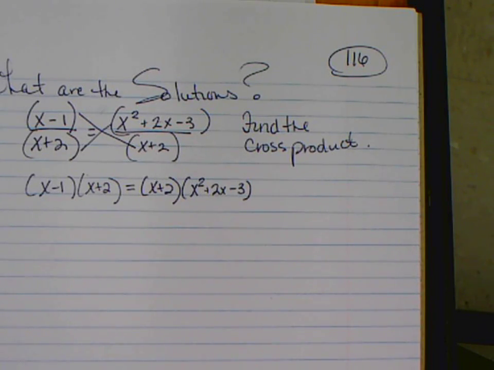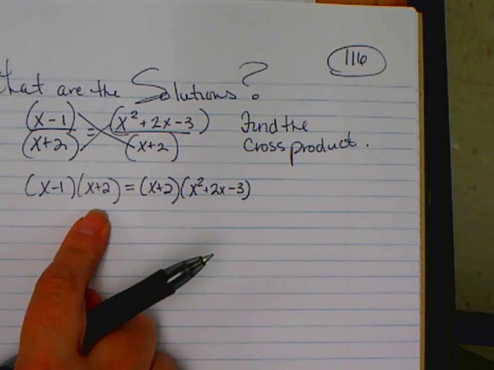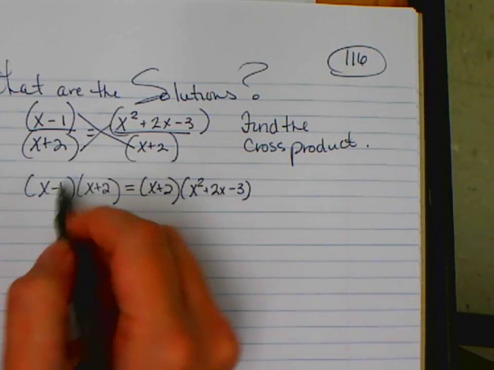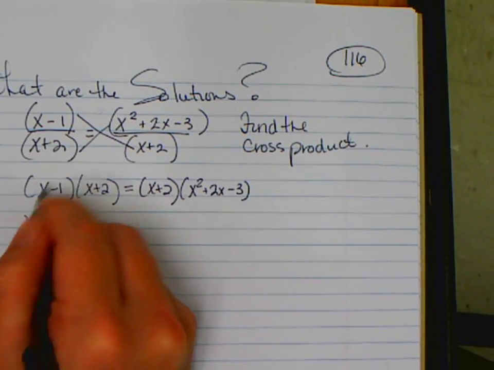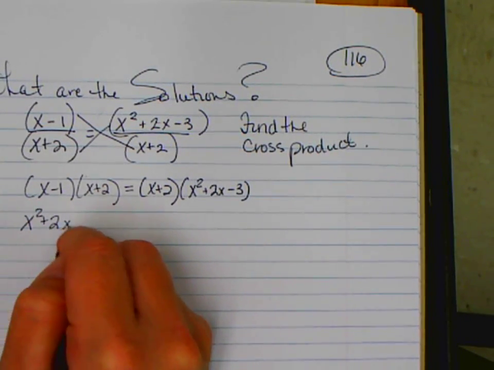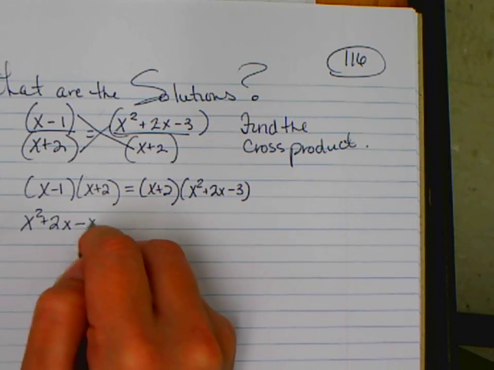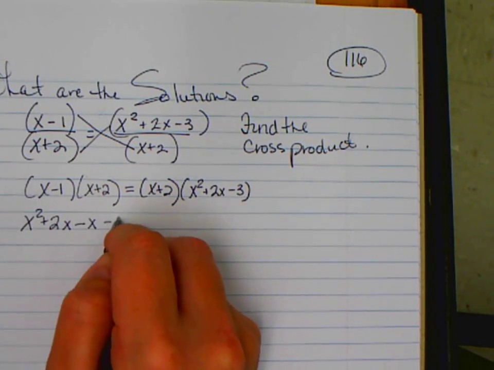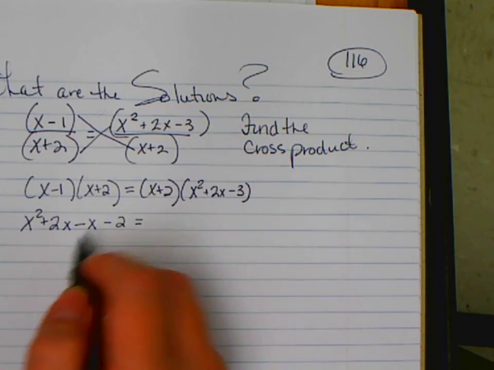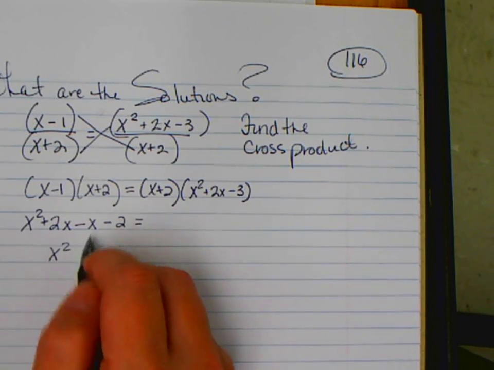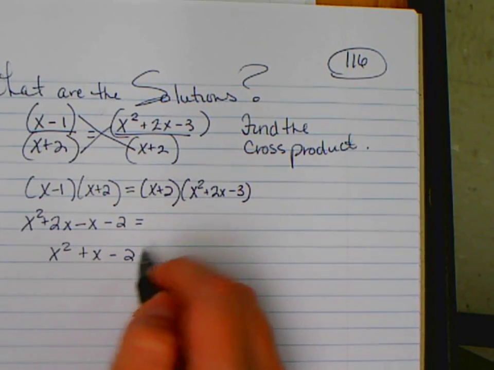Everybody cool? Okay, so I'm just going to FOIL the left side real quick. We know how to do that. First times first is x squared, outer times outer, plus 2x, inner times inner, minus x, last times last is minus 2, which gives me x squared plus x minus 2.